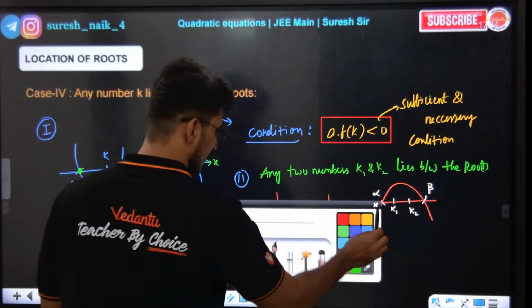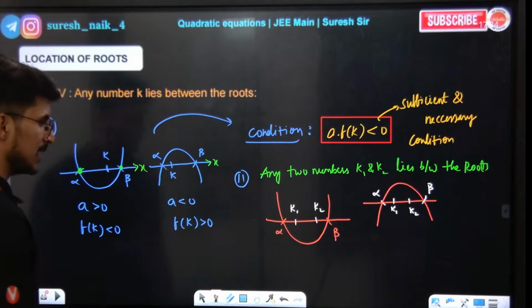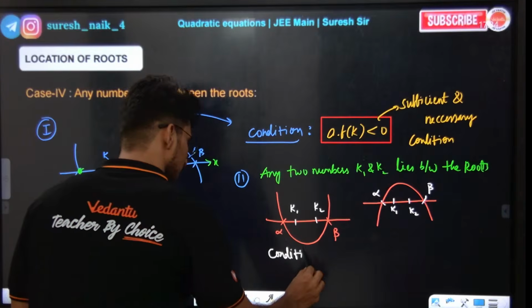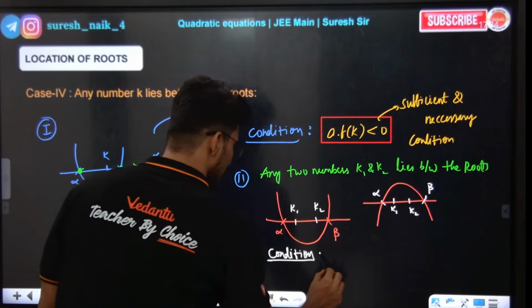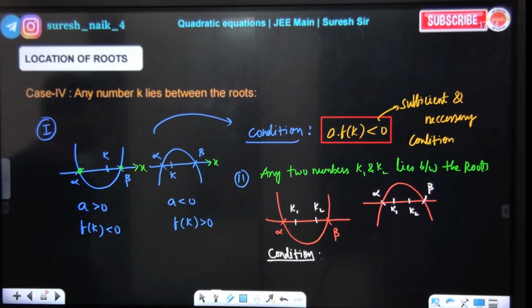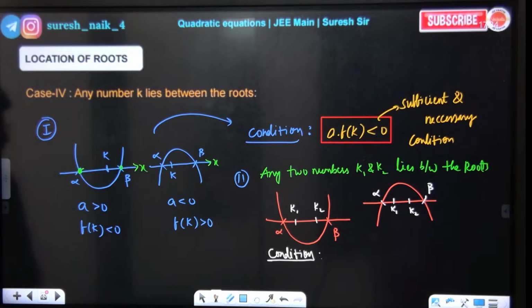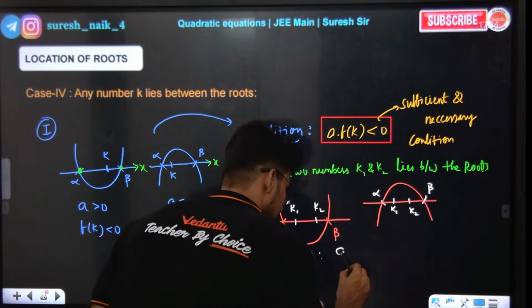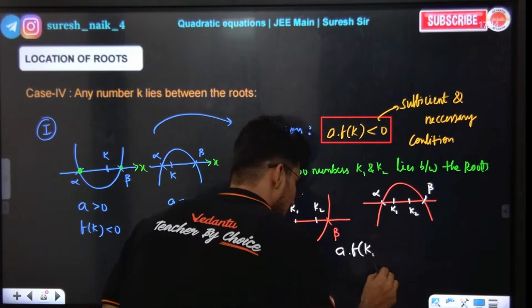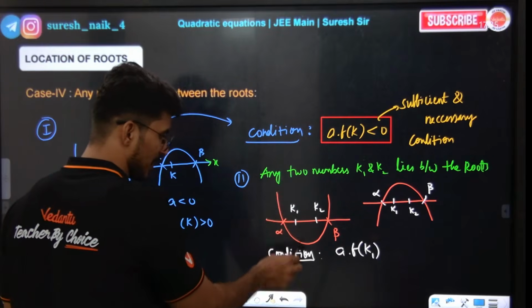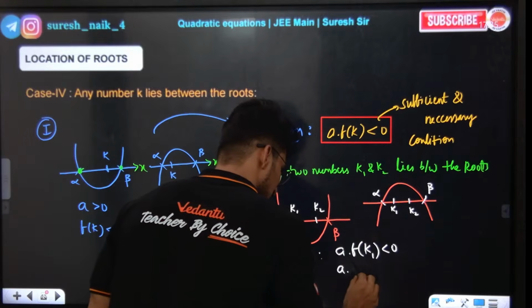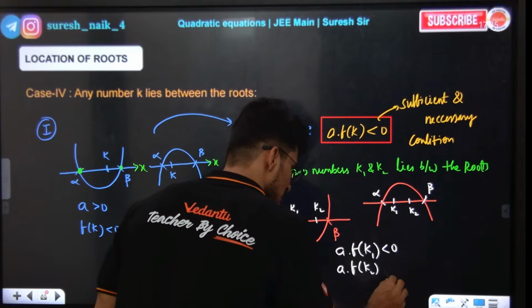So tell me here, what is the condition? We have to state it directly. F of K1 and A into... Look at the board. A into F of K1: A is positive, F of K1 is negative, so positive times negative is less than 0. Next, A into F of K2 is also negative.